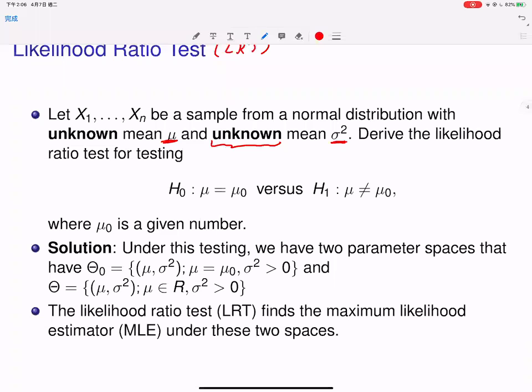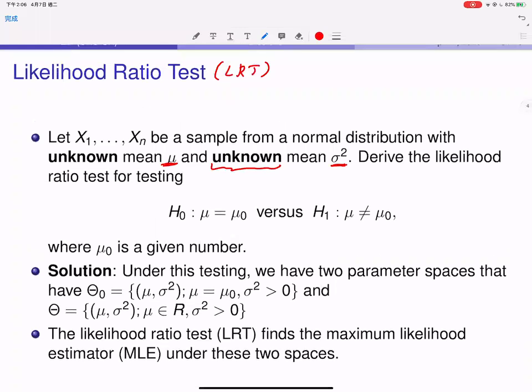Okay, good. So again, in the case of a two-parameter system, then what happens in your null space? In your parameter space, you actually have two parameters.